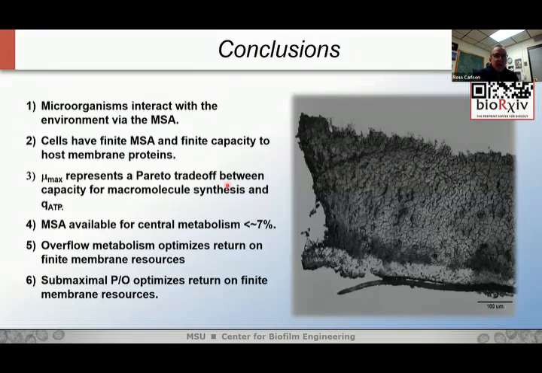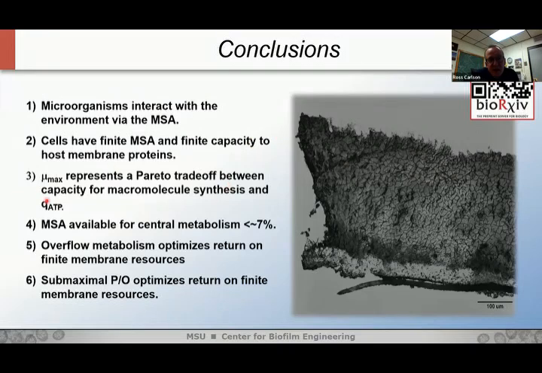So to conclude, microorganisms interact with their environment via the surface area, and there is a finite surface area based on the physical dimensions of a cell. Not only is the surface area finite, but the membrane has a finite capacity to host proteins. You can't go up to 100% protein. Your membrane would fall apart. So we integrated both of these constraints into our analysis.